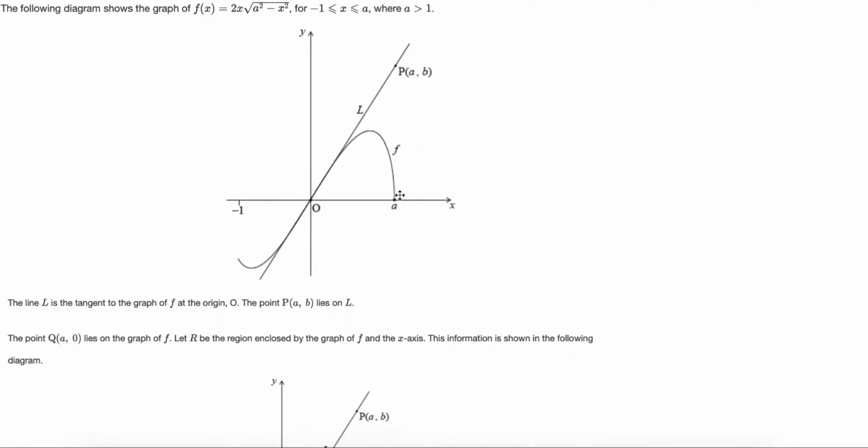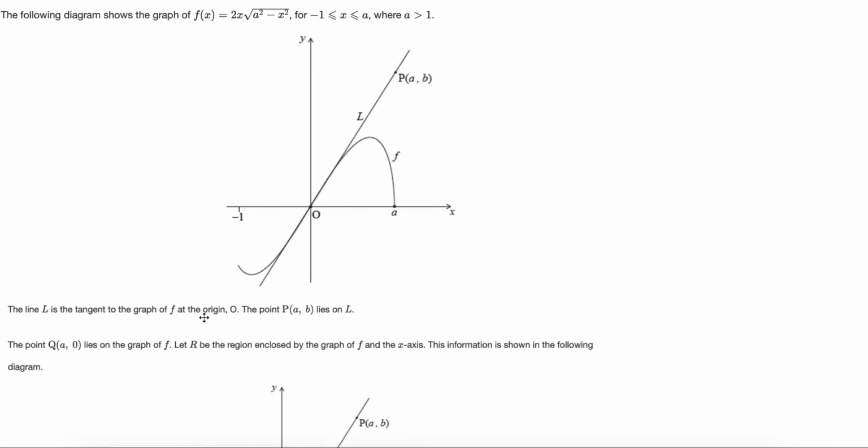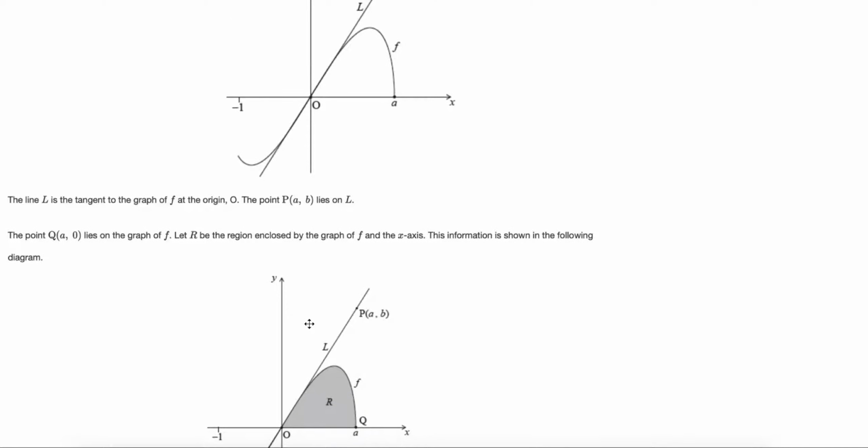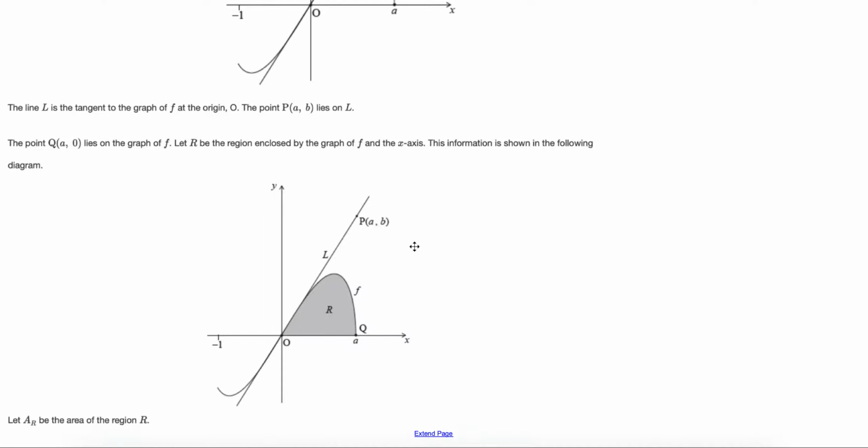So these are all technicalities. Line L is tangent to the origin. So the main concern, L links with this function through the point 0, 0. And the point P, which has value A and B, lies on this specific line. Q, A0 lies on the graph of F, so it's here. And R is defined here.